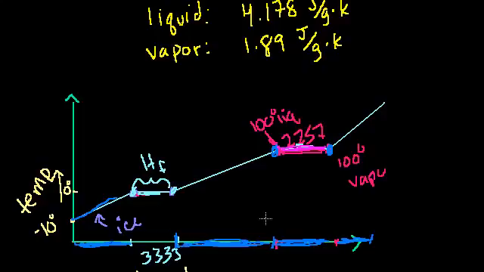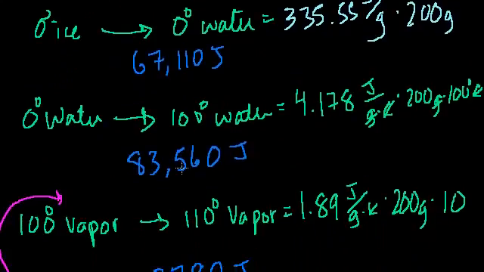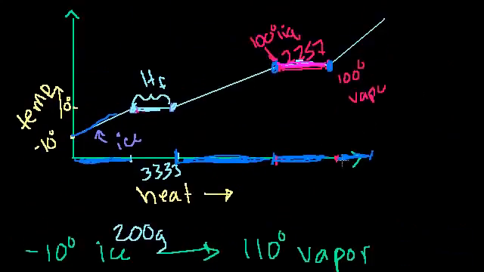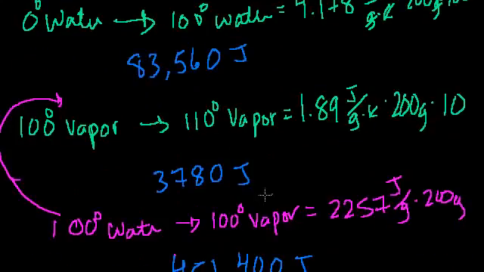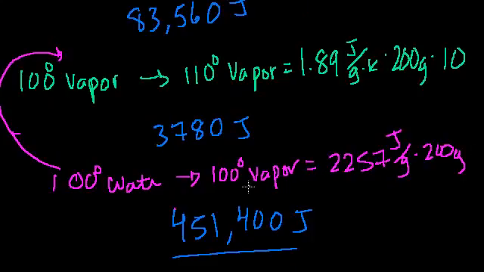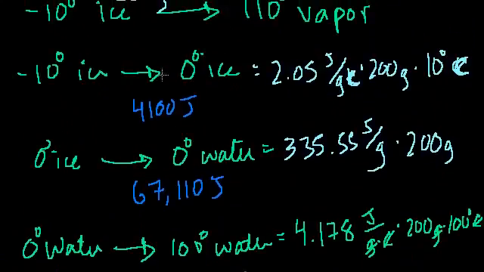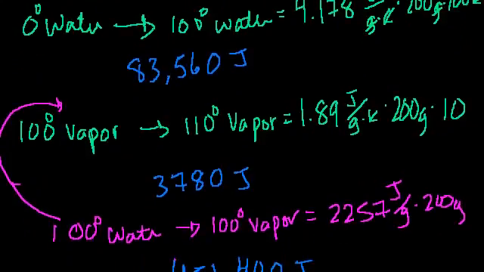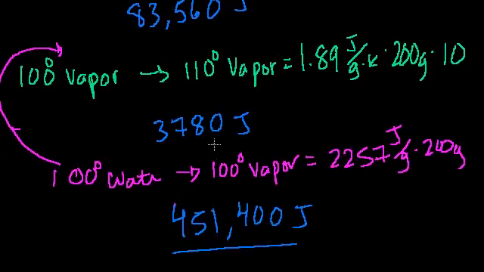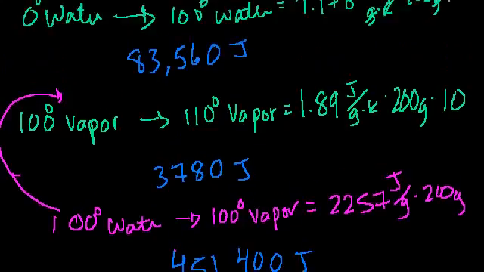So this piece right here is 451,000 for our sample of 200 grams. This piece right here was 83,000 joules. This piece right here was 3,780 joules. So to know the total amount of energy, the total amount of heat that we had to put in the system to go from minus 10-degree ice all the way to 110-degree vapor, we just add up all of the energies we had to do to all of these steps. So let's see. I'll do them in order this time.